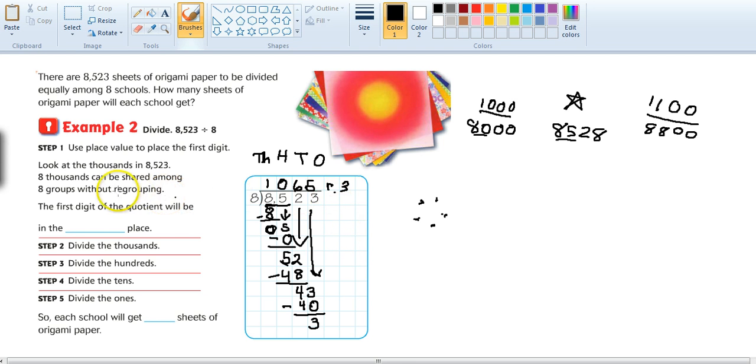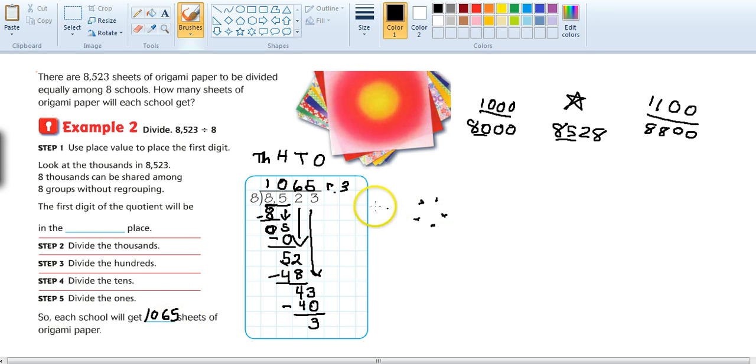And what does that really mean if we're doing pieces of paper? Can we cut this? Can each school get 3/8 of a sheet of paper? Yeah, they can if you want to cut that. But realistically, we know each school can get 1,065 sheets of paper, and you're going to have 3 spare sheets left. So each school will get 1,065 sheets of paper.